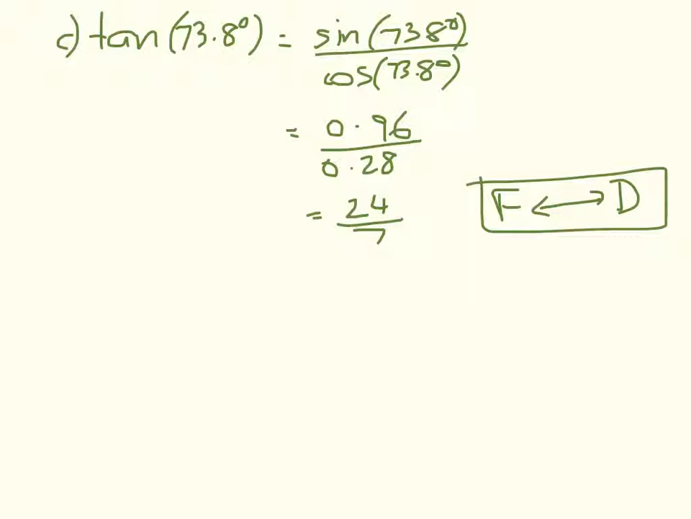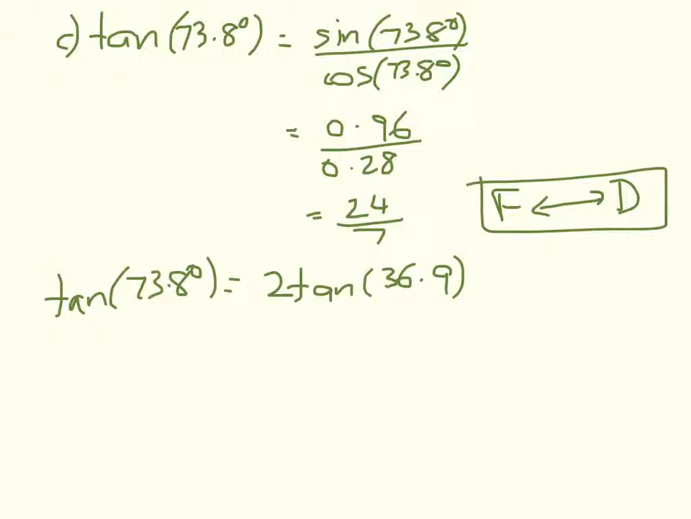Now I'm going to show you that that is the same thing as doing it with the double angle formula. So we're going to have 2 tan 36.9 divided by 1 minus tan squared 36.9. So look, I'm being inconsistent because I just put my square up there, and that seems fine. Right, so either is fine.